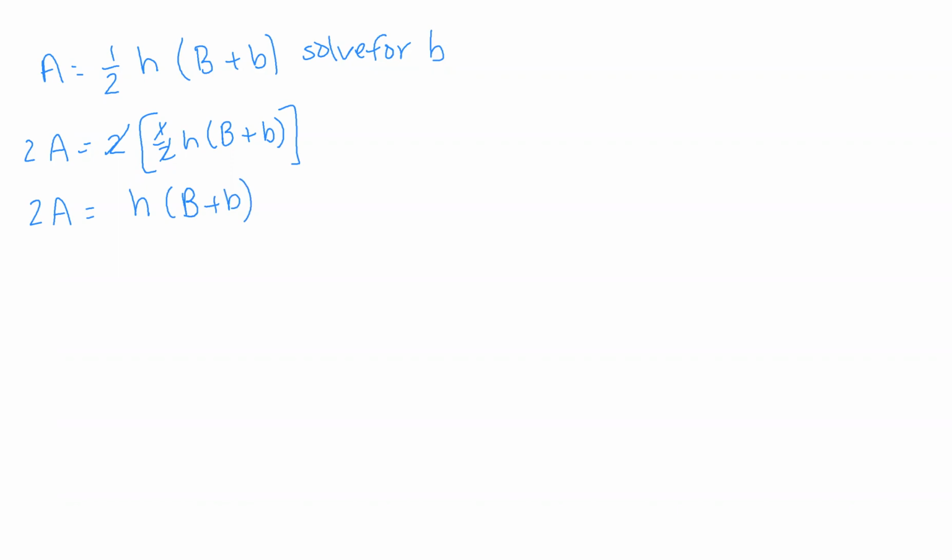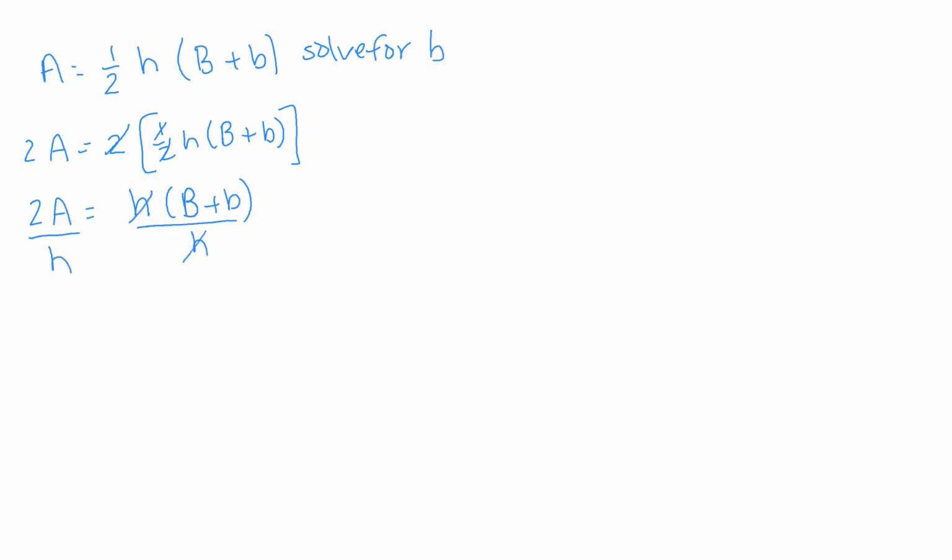Now, my goal is to get the little b by itself. So I can approach this a couple of ways. I could divide by h first and then do some subtracting, or I could distribute the h and then do subtracting and then do some dividing. Either way you look at this and approach this is fine. For me, I would go ahead and divide both sides by h.